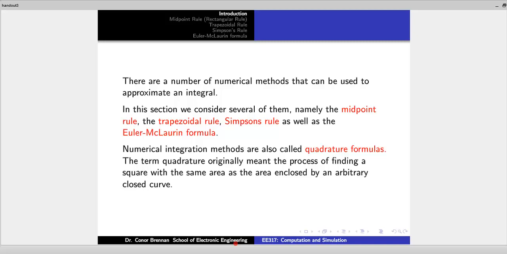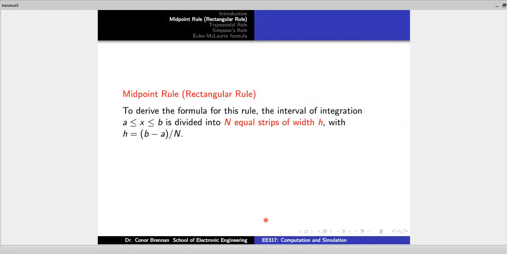And before we do that, a quick word. Numerical integration is often called quadrature. It's an old-fashioned word you'll come across. The term quadrature originally meant the process of finding a square with the same area as the area enclosed by an arbitrary curve. So they would try and estimate the area enclosed by a curve by finding a square, or generally a rectangle, with the same area as what's inside the curve. So the midpoint rule is the simplest thing you can possibly do.